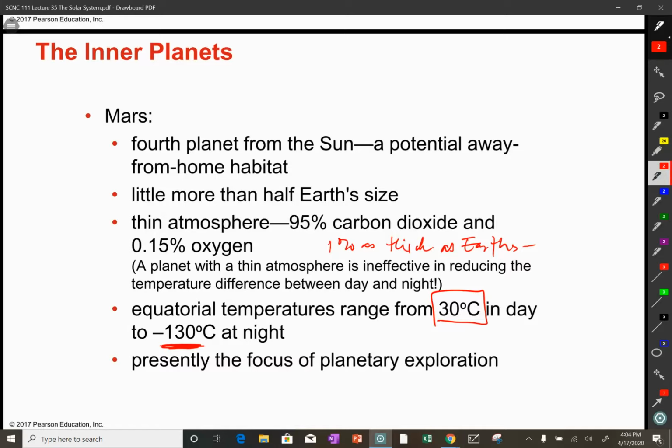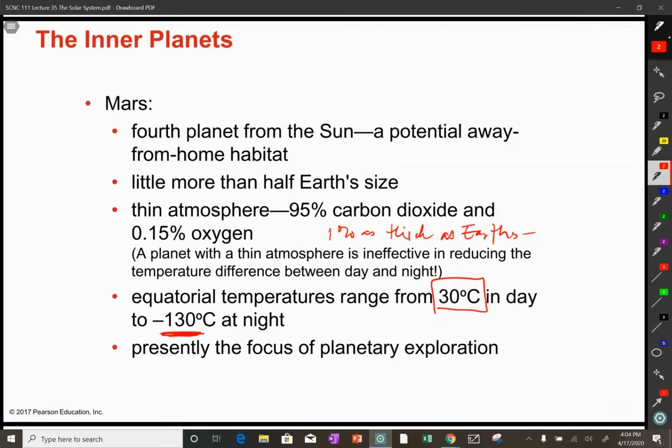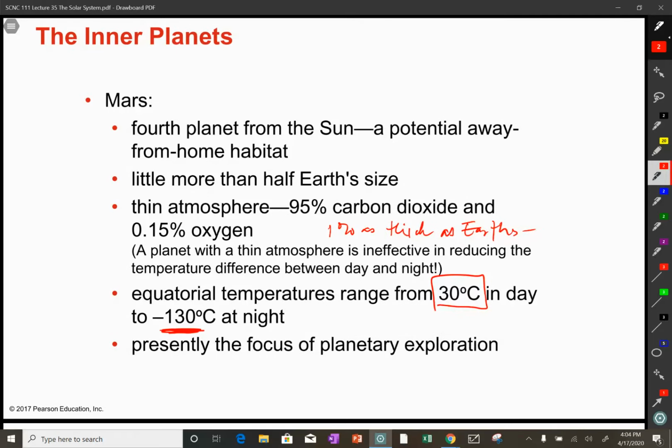And Mars is presently a focus of planetary exploration. And I love to talk about the why of this. Back when I was in graduate school, the Vice President of the United States was a man named Dan Quayle.